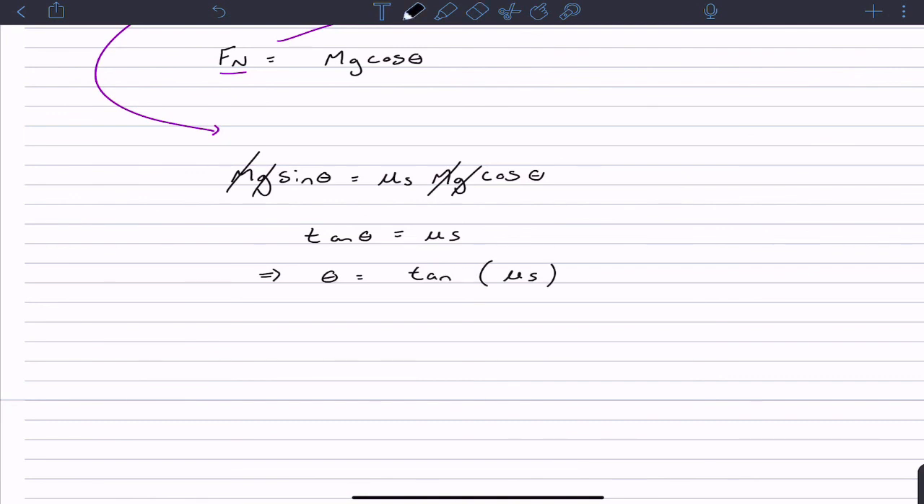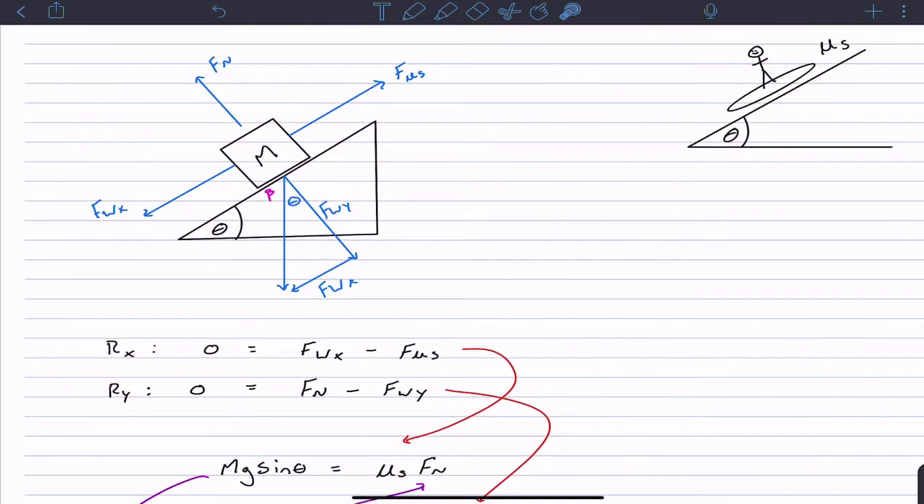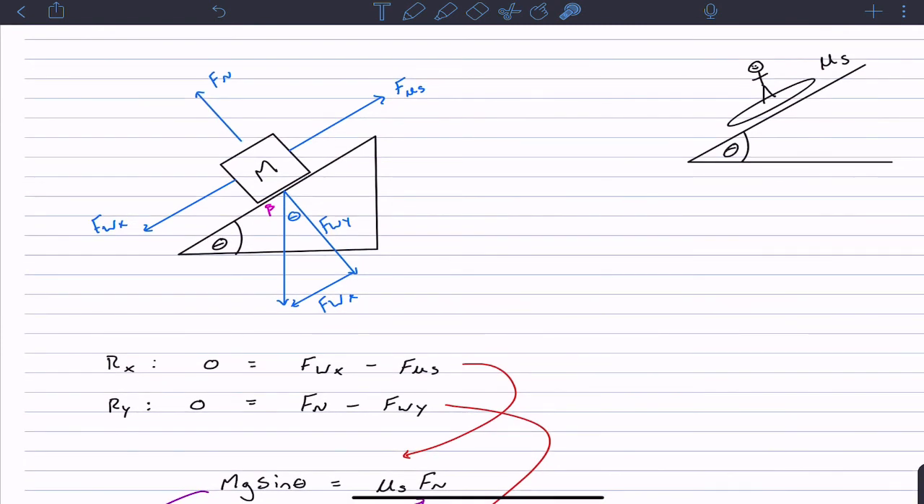Let's rewrite this. Let's make it clear. This is the answer. This is your angle that we're after. So let's just recall how we did this real quick. We drew our free body diagram, right? We first drew a picture of what's being described in the problem. Then we approximated it as a free body diagram.